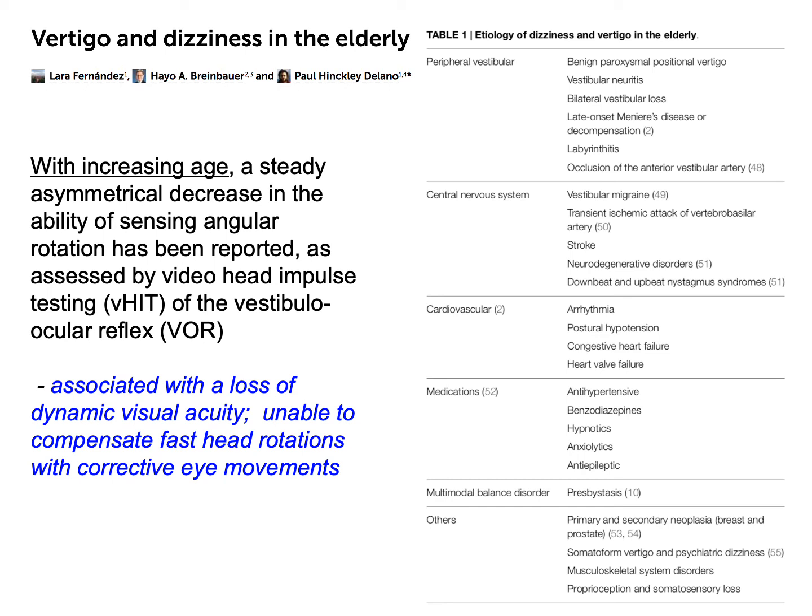It could be due to medications or medication interactions. It could also be due to multimodal balance disorders, which just means that it's multiple systems that are impacted, and lots of other musculoskeletal and proprioceptive and somatosensory loss as well. So sort of a grocery list here of many different things that might be contributing to vertigo and dizziness within the elderly. But if you've ever worked with older adults or have older adults in your family, you'll find that many do discuss with you.